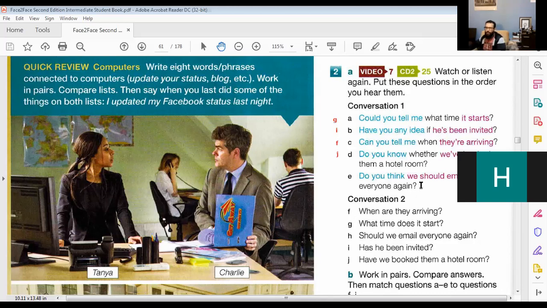Do you think we should email everyone again? Should we email everyone again? That's right. Okay, now we matched them, so the meaning matches, but what do you think is the difference really between the way Charlie asked, because he basically asked the same thing, right? In conversation 1 and conversation 2, he asked the same things, but he didn't do it in the same way. So what did he do?